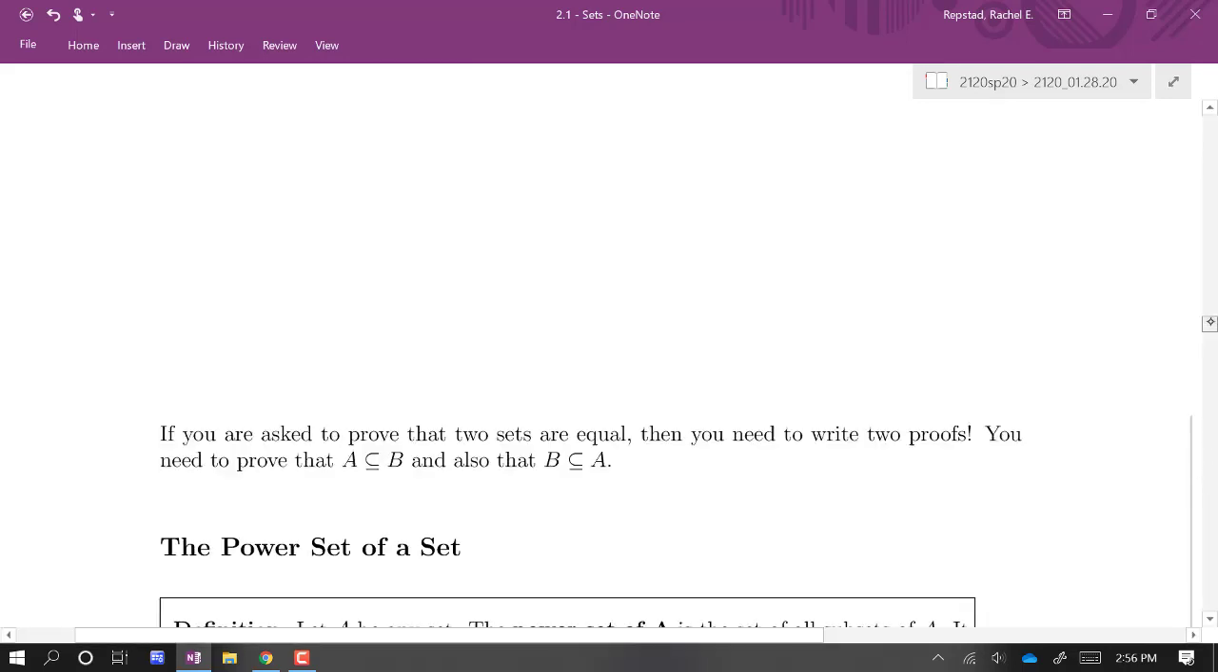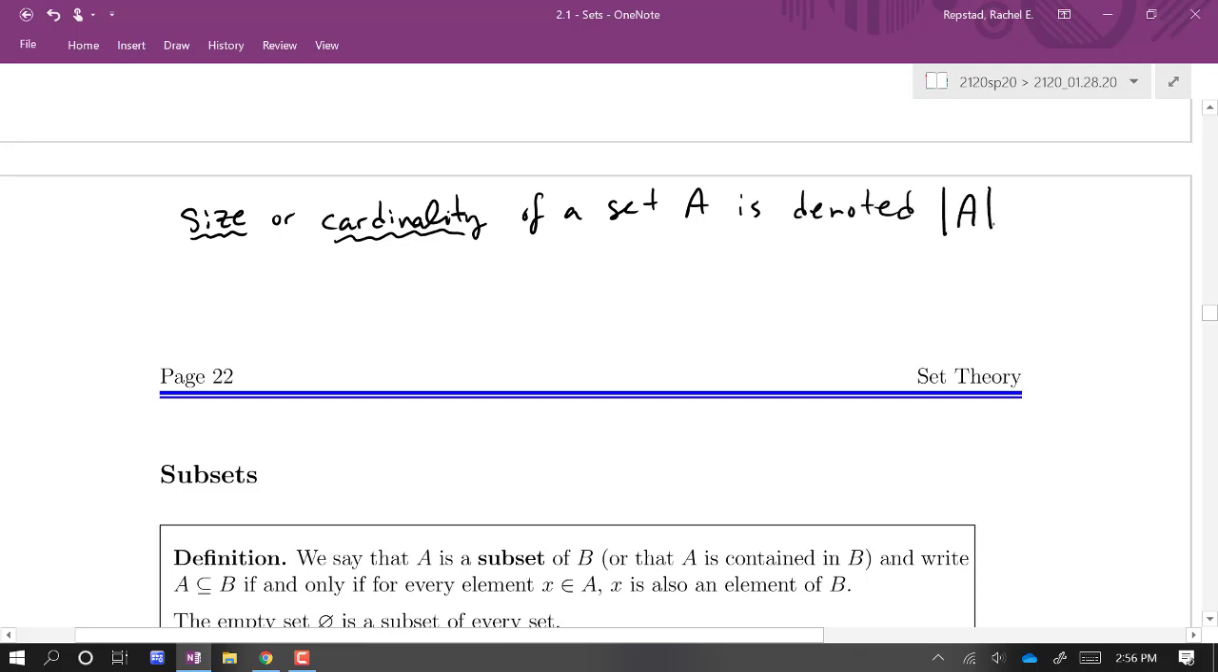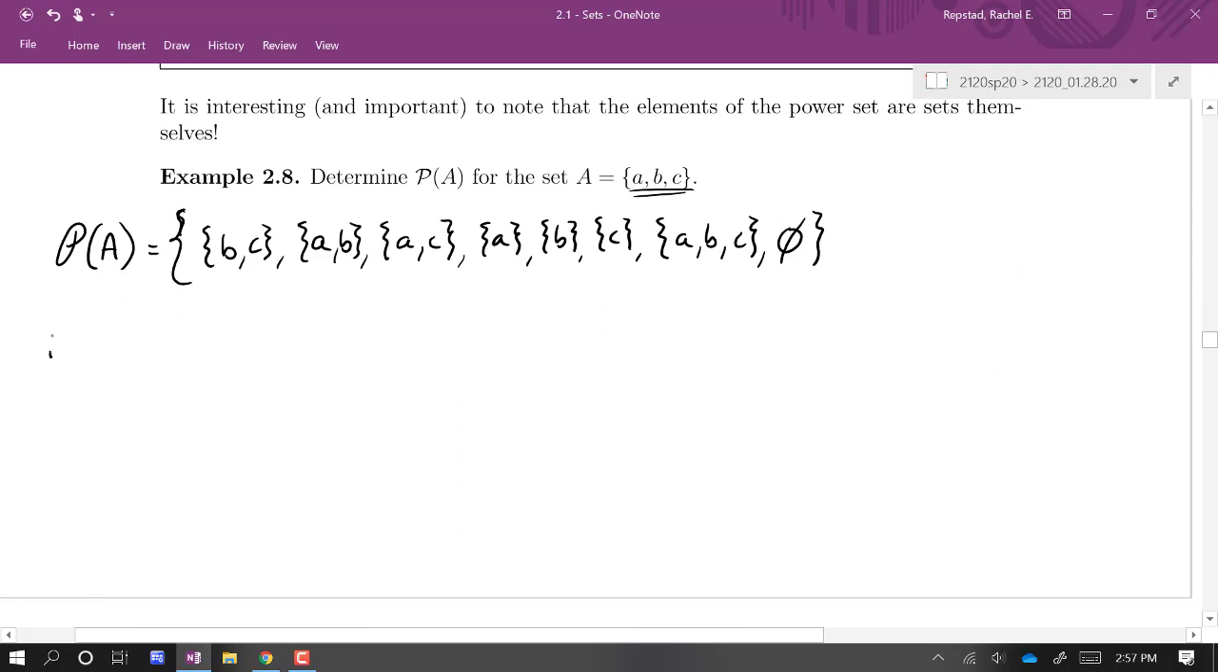The size of a set, I'll do this up here. The size or cardinality of a set A is denoted like that. We put the bars around it like absolute value signs, and the size of A is just the number of elements in A. So, I'm going to scroll down here. If the size of a set A is n, like if A has n elements, then the size of its power set is 2 to the n.